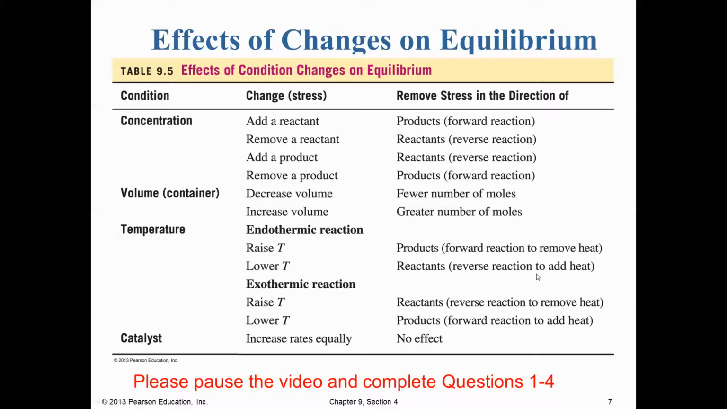So this handy table right here sums up the things we've talked about and includes another one that we haven't discussed yet, and that's the effect of a catalyst. We mentioned in a previous video the catalyst speeds up the rate of reaction, but it actually has no effect on our equilibrium. It'll speed up the rate in each direction equally, but we won't shift the equilibrium. It won't affect our ratio of products to reactants because the amount it increases our rate is equal in the forward and reverse directions. So please pause the video and complete questions 1 through 4.